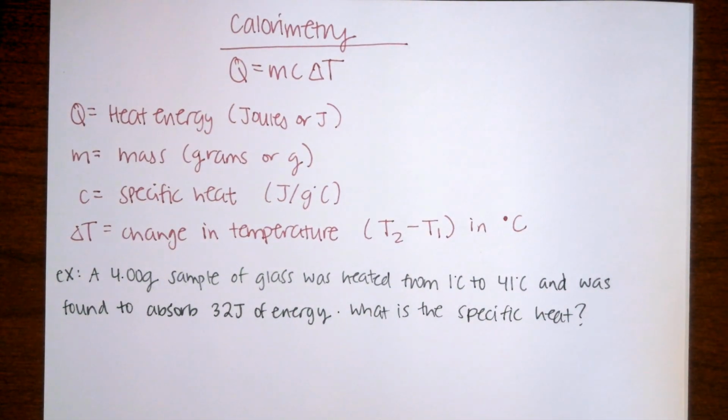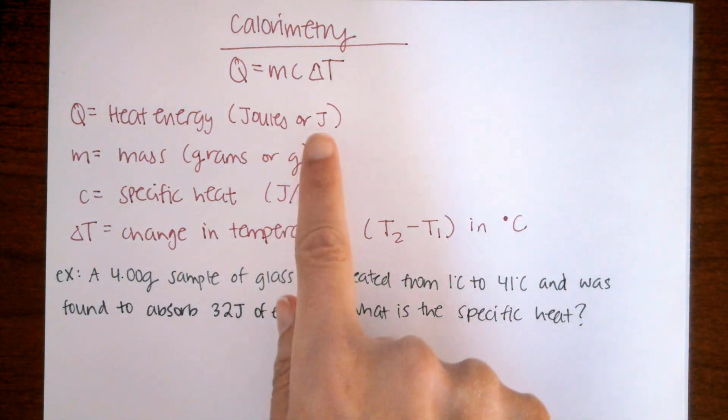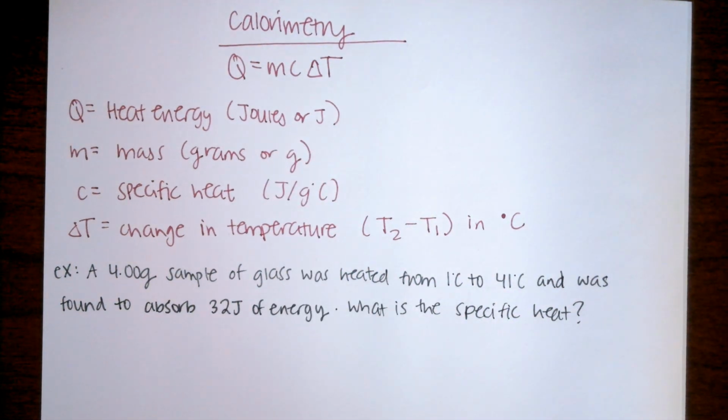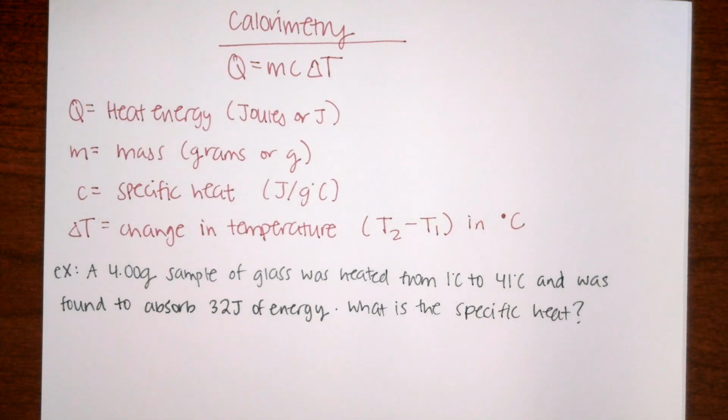That Q stands for heat energy, and that is measured in joules, or capital J. So if you see one of these, that means it's heat energy, described in Q. And then mass is always measured in grams, and that's symbolized as M. C is specific heat, or specific heat capacity.